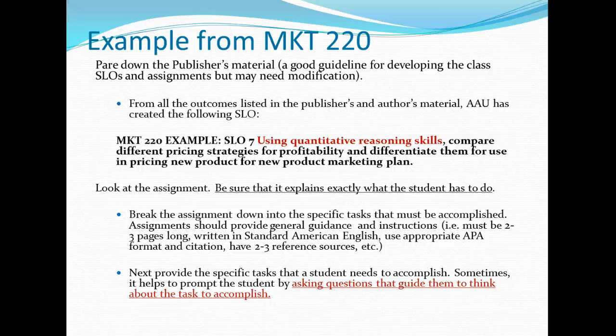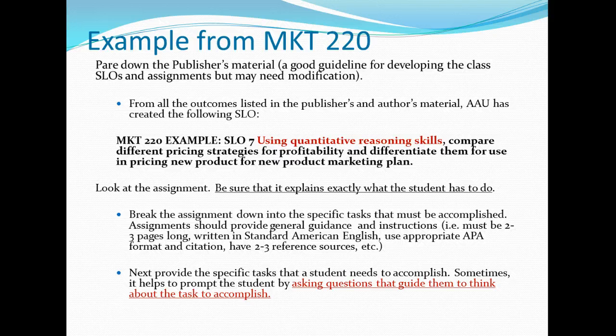An example from Marketing 220 is to start with the publisher's material, but a lot of times the publisher's material is written as objectives. It's not written in an outcome format. When you write that outcome, it should describe what the student is able to do.